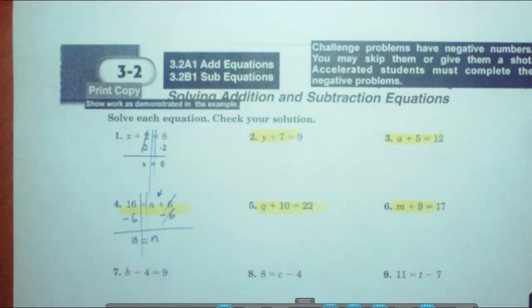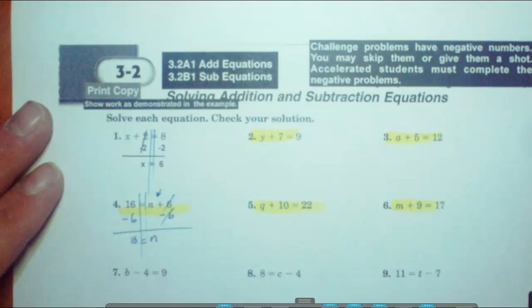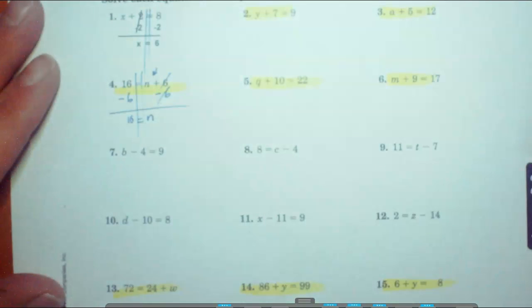Hello, this is a tutorial on 3.22b1. We're going to be doing subtraction equations. We just did addition equations in the last lesson, so this time we're going to be doing subtraction equations. A couple of things here to note.